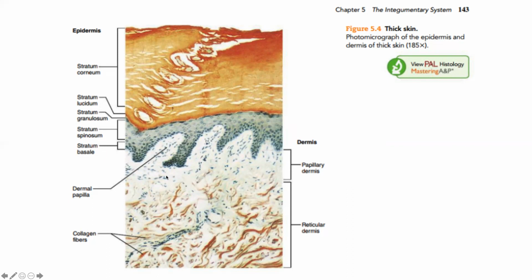The papillary dermis is trying to invade into the epidermis. Look at that. By doing so, it increases the surface area of contact between the dermis and epidermis layer. That is one advantage. Another advantage is mechanical advantage. Because it is invaginating, there is a better grip between the epidermis and dermis.